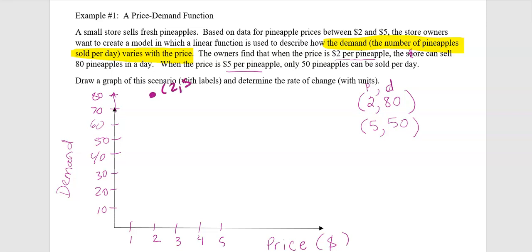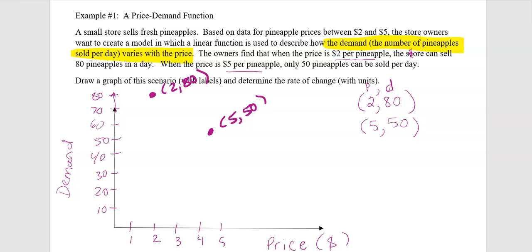So I'm going to plot a point now at (2, 80), which would be here. This would be the point (2, 80). So that's $2 per pineapple. The store sells 80 pineapples in a day. And then I have 5 and 50. So this would be (5, 50). That's $5 per pineapple, selling 50 pineapples per day.